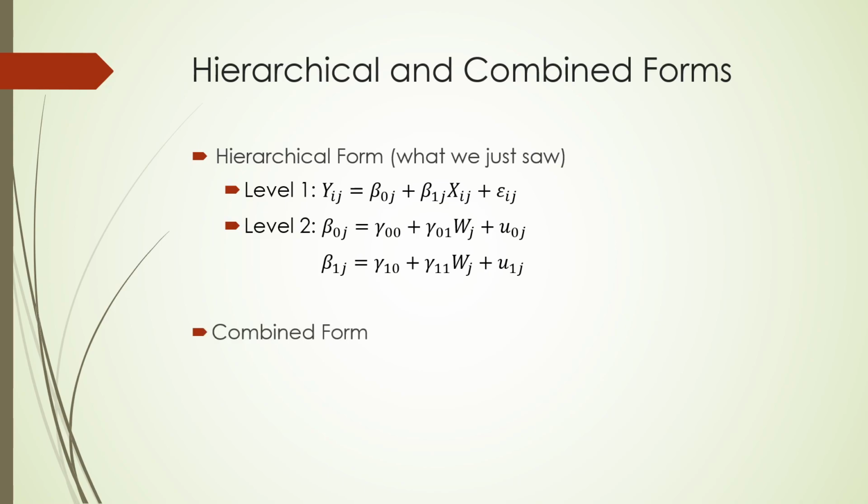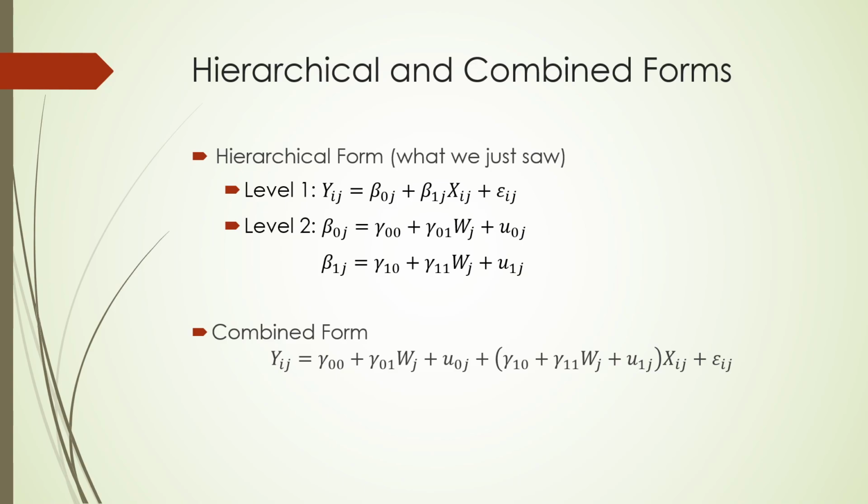For the combined form, in our example of the hierarchical form, we literally just take that beta sub 0j, which has an equation, and plug that equation in for beta 0j in the very first equation. And we take the beta 1j in the third equation, take the right-hand side of that, and plug it in for beta 1j in the first equation. And we end up with our first combined form.